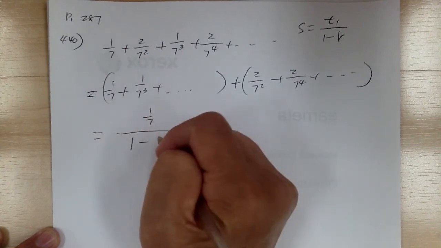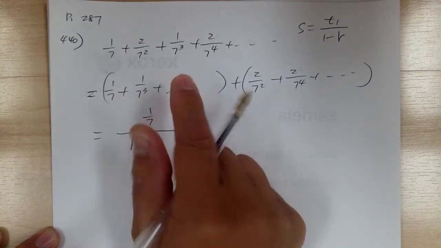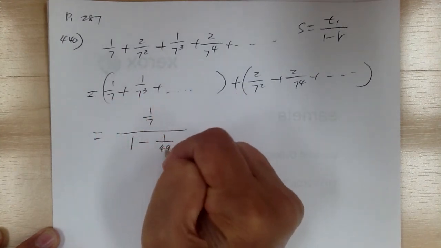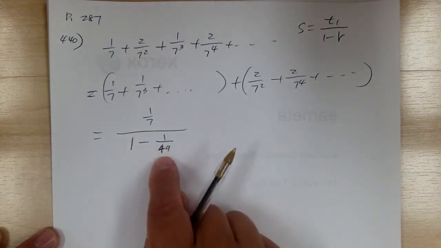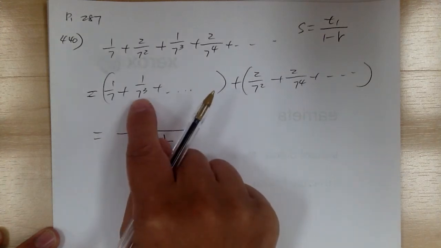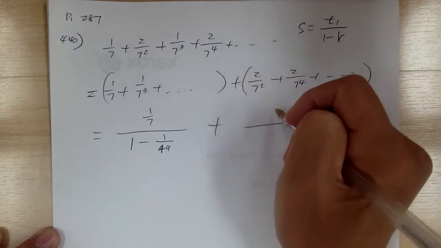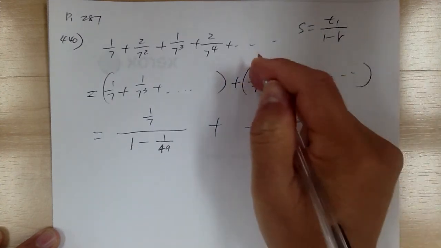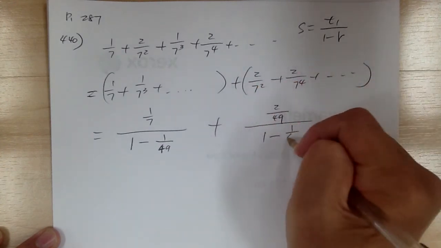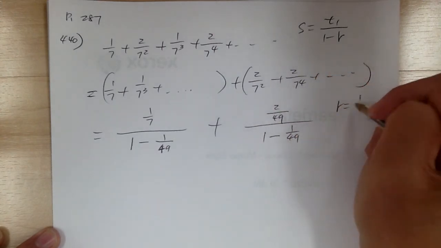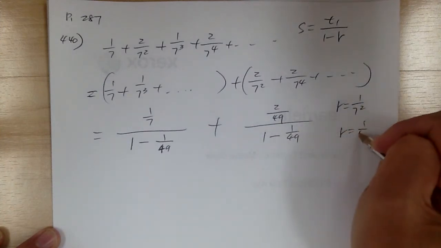1 minus R, where the ratio is 1 over 7 squared. Notice you have to multiply by 1 over 7 squared to get the next one. So it'll be 1 over 49. 7 squared is 49, so that's your R. For the other one, you do the same thing. T1 is 2 over 49, over 1 minus R, and R is the same: 1 over 7 squared for both of them, so R equals 1 over 49.